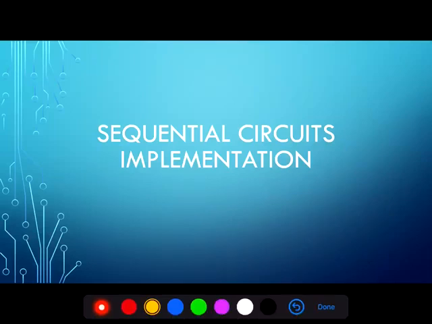And welcome to another session on sequential circuits. Today we'll look at the implementation of these circuits using state machines, state diagrams, and state tables.